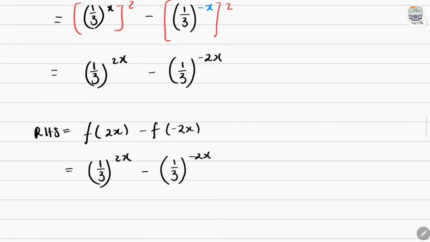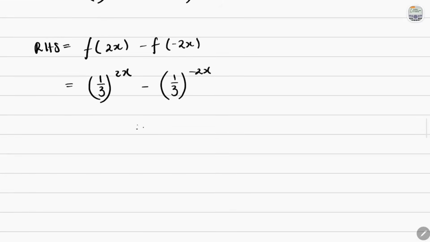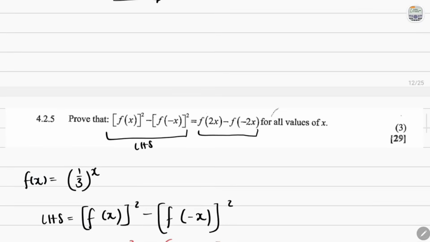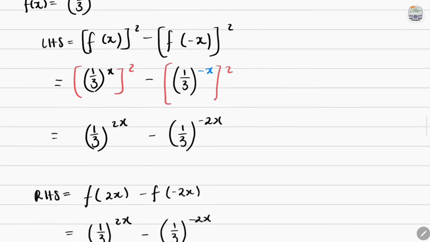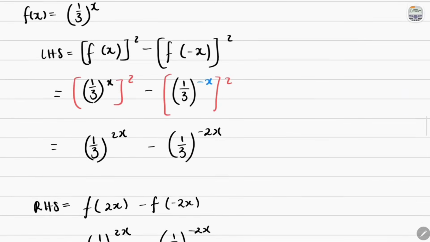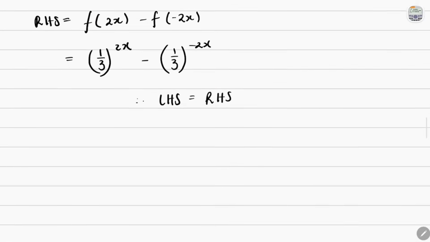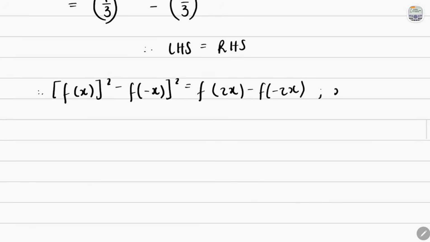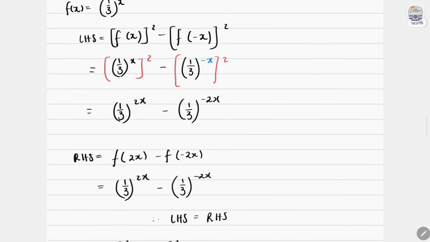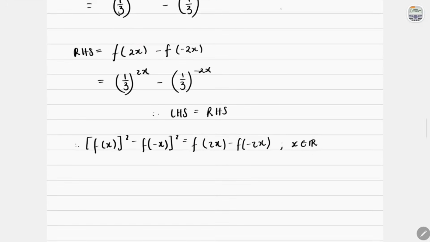Do you see how they look exactly the same? The left-hand side and the right-hand side are equal. So we can finally conclude the left-hand side is actually equal to the right-hand side. So there we go. We have proven that this equation is true. Left is equal to the right for all values of x. Okay, so you can just conclude that. Take this side is equal to that, where x is an element of real numbers. And that is our answer. And that is it for question 4.